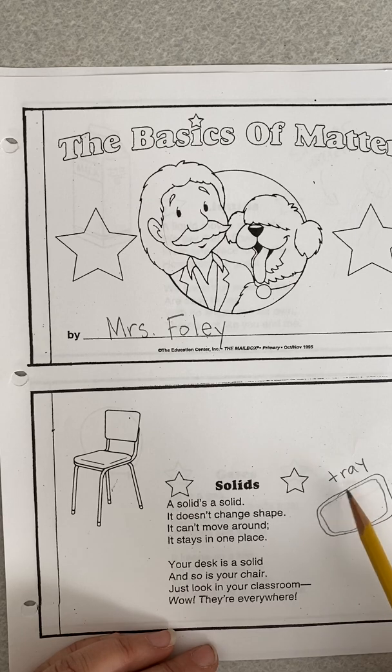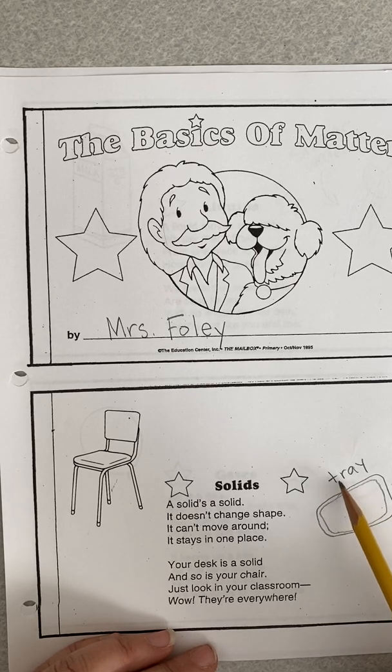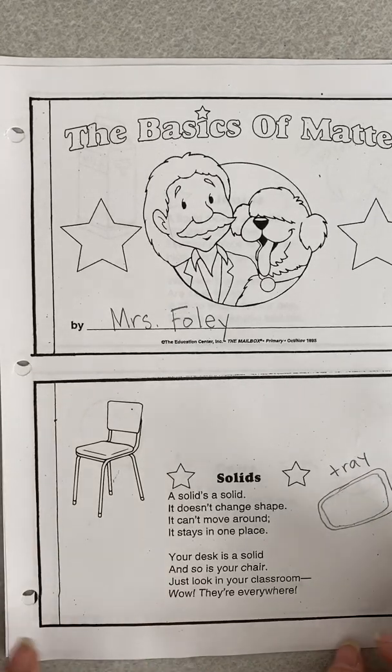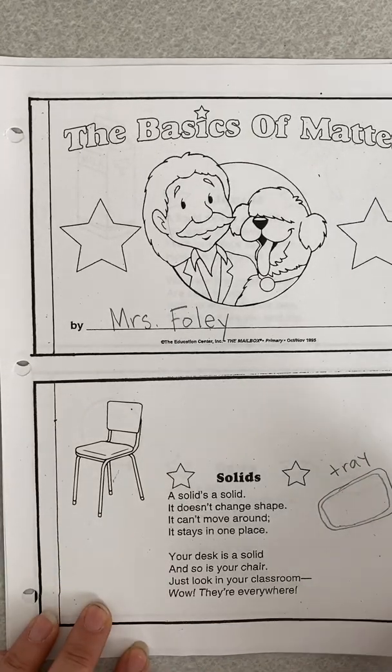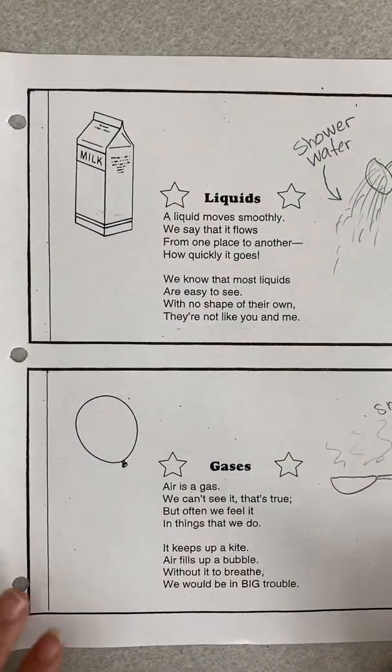to draw it. Mrs. Foley has decided to draw a tray, and she sounded out the word tray. You're going to draw something that's a solid around you and sound out the word. Your grown-up can help you sound it out, but they cannot spell it for you. All right, and after you're done with that page, you're going to come to your next page.